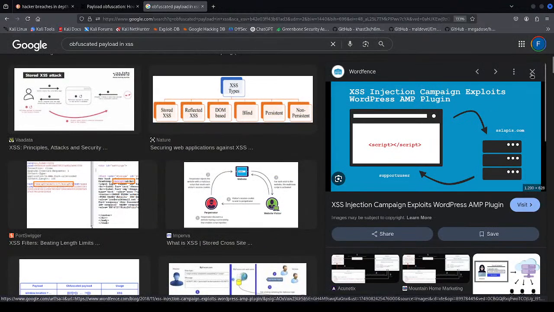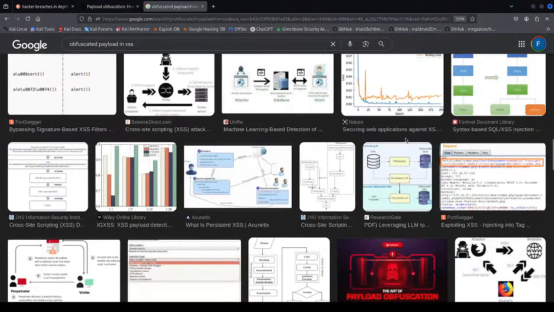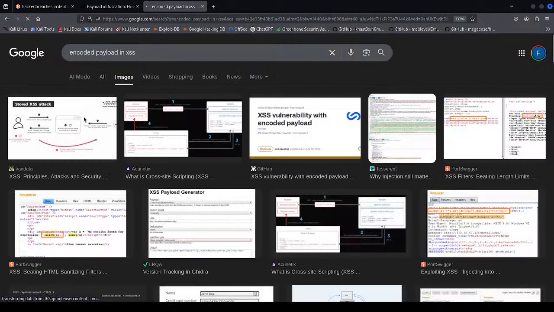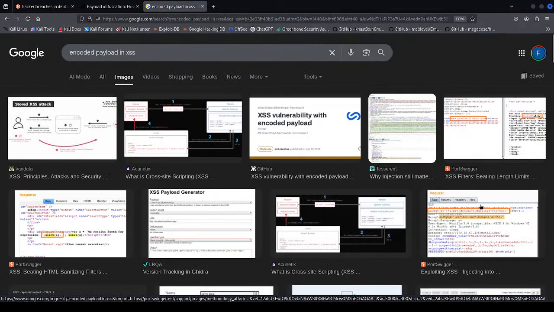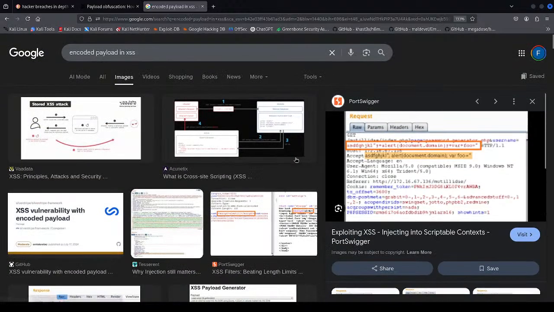Let me see if I find an example for you guys real quick. Let me see. Let me try this. Encoded payload and XSS. So this is a good example here. So this is still valid JavaScript code. So obviously it looks more different, but it's still valid. Like the characters matter, and then the alert document.domain. So this could be an XSS, right? Attack. Let me see if I can find another one.